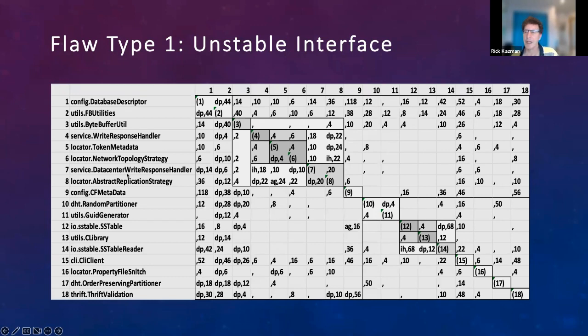So this gives us an idea of if that number is really high, these two files depend on each other somehow, even if it's not represented in a static relationship that we can reverse engineer.